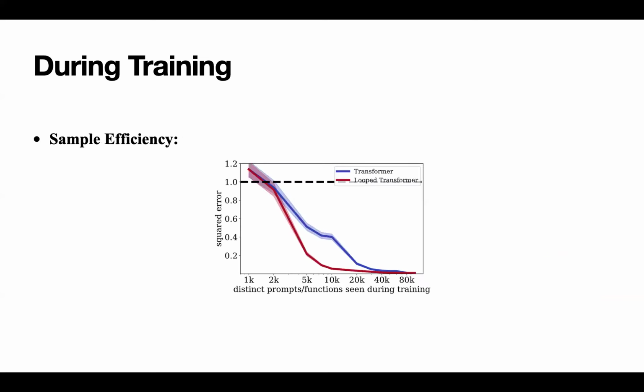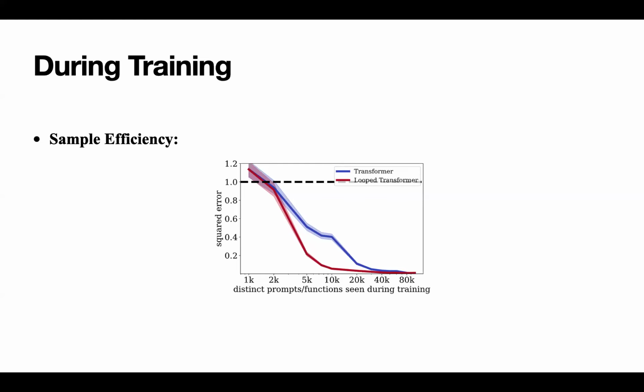Okay, so that was the memory efficiency. Now it's sample efficiency. I will just try to quickly go through it. Recall that during the training, we randomly sample the prompts every time on the fly. So there's an infinite number of prompts or functions seen during the training. But let's ask how many distinct prompts you need in order to train the transformer to a reasonable performance, and how is that compared between transformer and loop transformer?